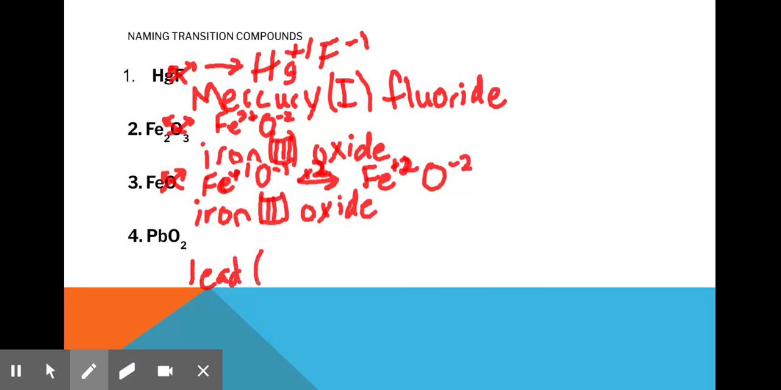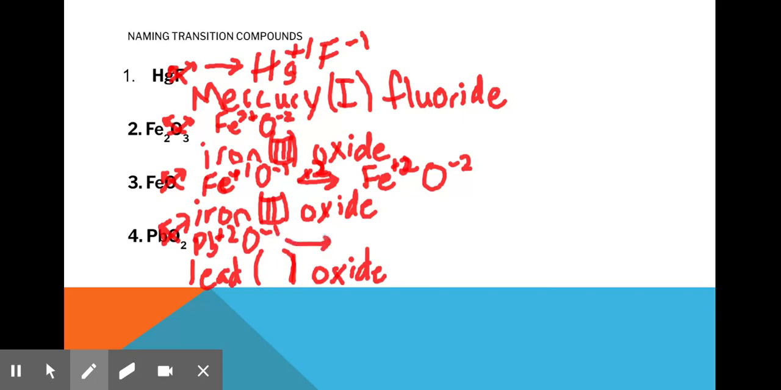Pb is lead. It's not technically a transition metal, it's a post-transition metal, but these also have the same weirdness as transition metals. Lead, open parentheses, oxide. Reverse crisscross. You get Pb plus 1, O minus 1. But of course, that's a problem. Just like we saw earlier, oxygen is supposed to have a charge of -2, not -1.